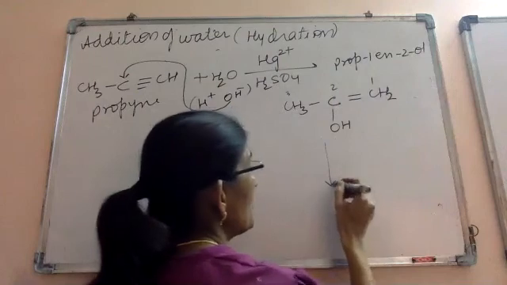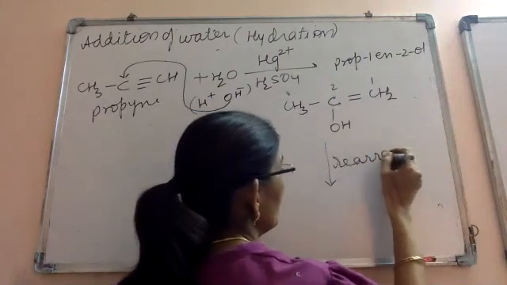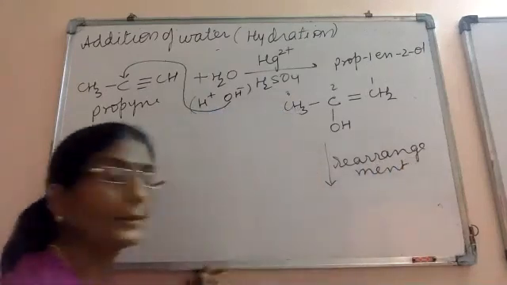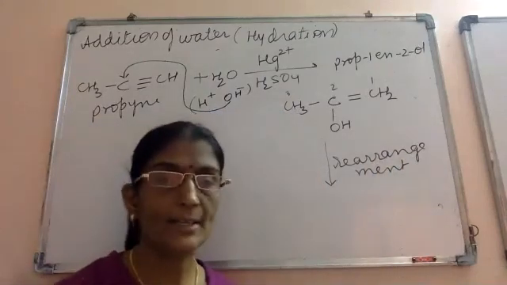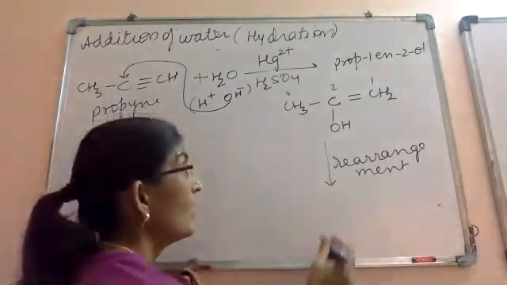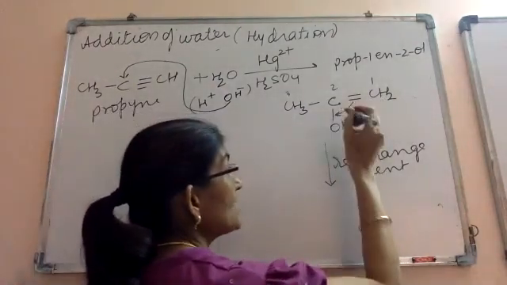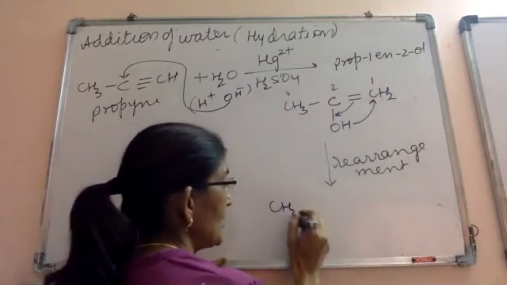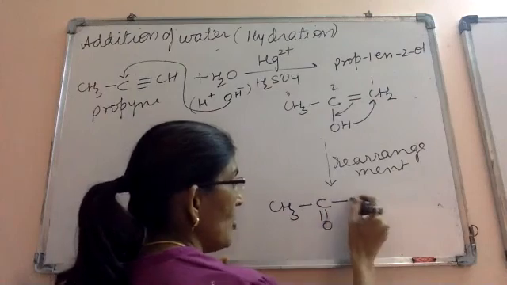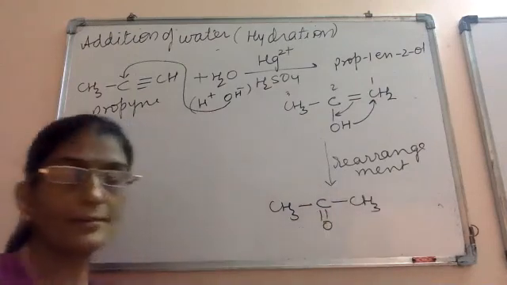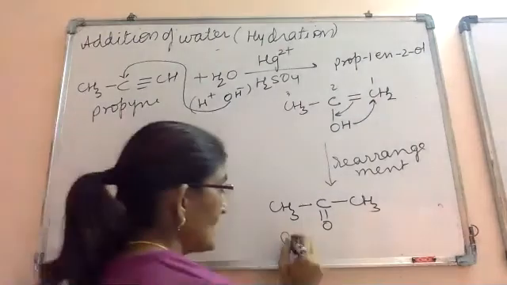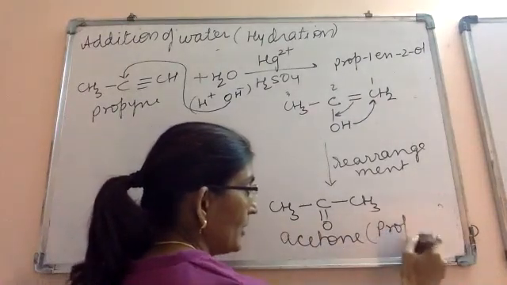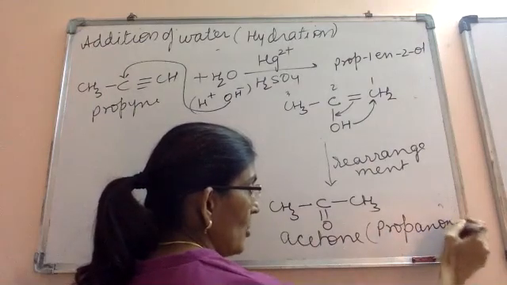Now rearrangement will take place in this. How did I tell you the rearrangement takes place? The double bond will shift to oxygen, and hydrogen shifts here. It will become CH3, C double bond O, CH3. What is its name? Acetone. What else is it called? Propanone.